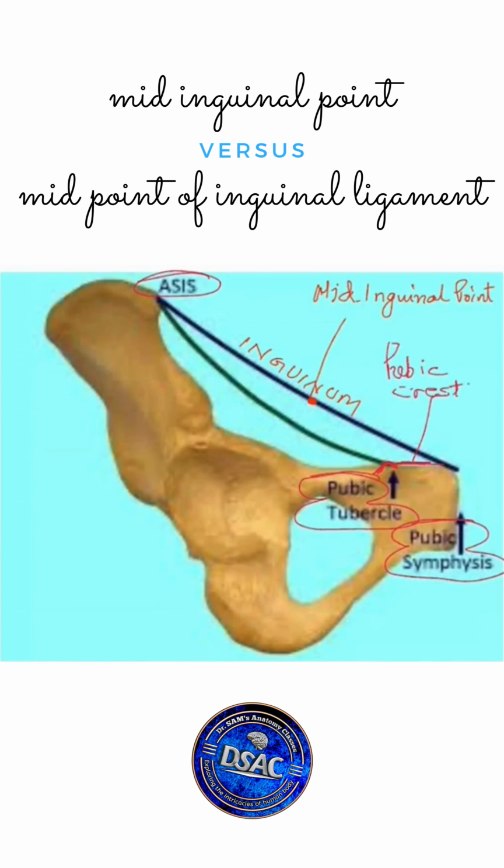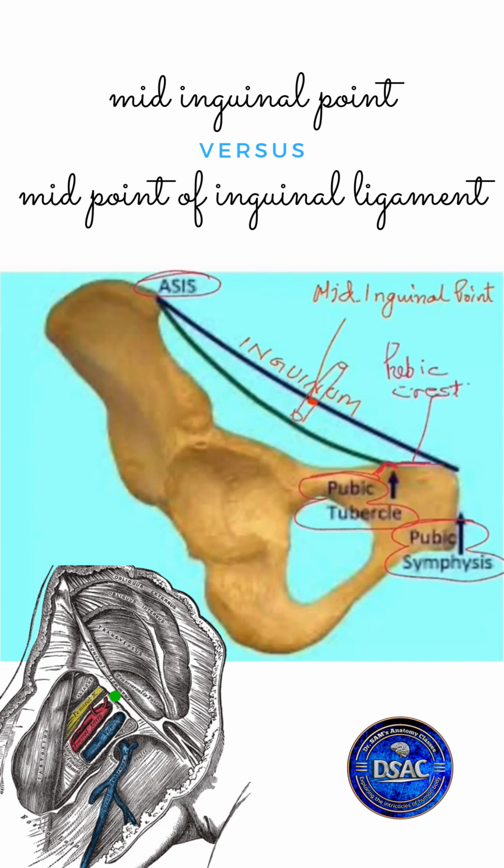If it's asked what structure passes below the mid-inguinal point, then you'll say that it is the femoral artery that passes below the mid-inguinal point.